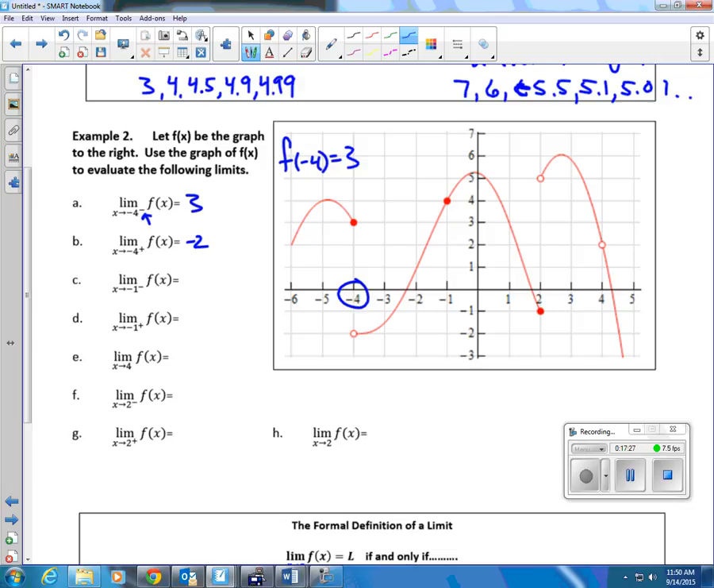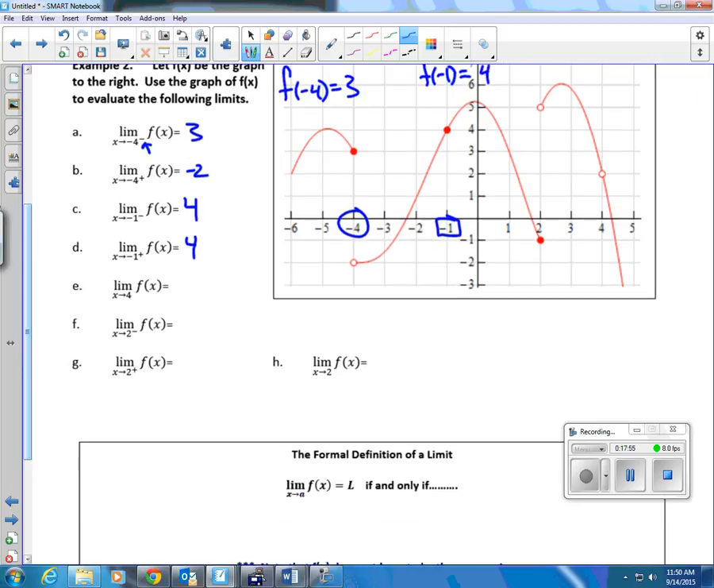All right. So for the next one, limit as x approaches -1 from the left. I'm going to approach -1 from the left. What is the output? 4. I'm going to approach from the right. The output is 4. And if you actually did f of -1, what would you get? 4. So you can see that in this situation, the function value is the exact same as the one-sided limit values. We're going to do this one later.